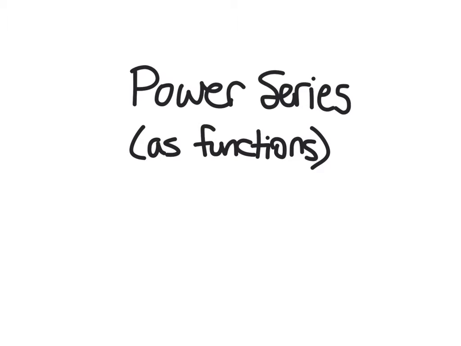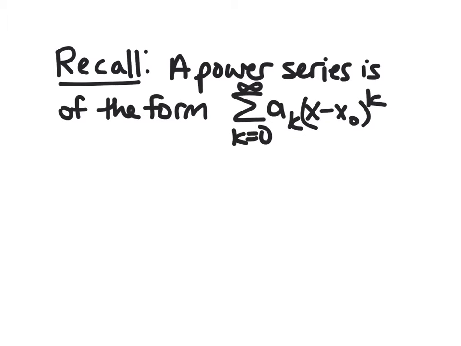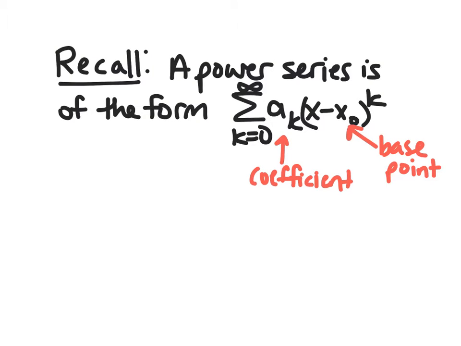Hello everyone. In this video we will talk about power series and specifically how they can be used to represent certain common functions that we know. So first let's just recall the definition of a power series. It's a series of this form, and the a_k here is what we call the coefficient, and the x naught here is what we call the base point or the center. We would say our power series is centered at our base point x naught.